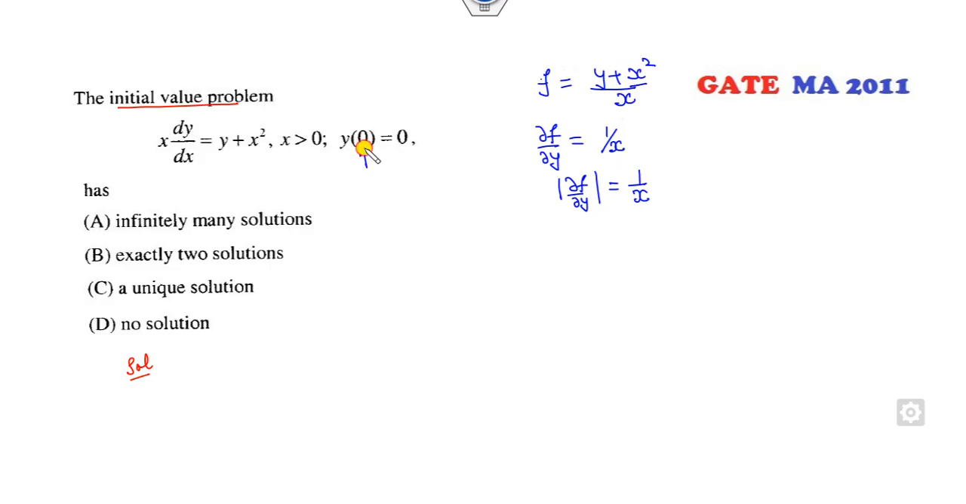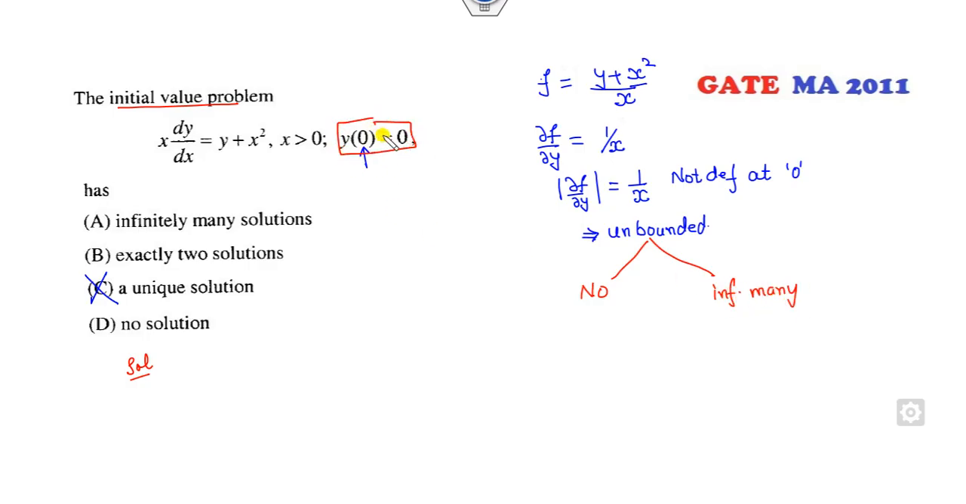Now clearly this is not defined at the initial point x naught. What does it mean? This means it is unbounded. So once it is unbounded, it can never be a unique solution. Now once it is unbounded, there are two options, either no solution or infinitely many solutions. But you can see one solution is already given to you. It means no solution will be cancelled. Only infinitely many solutions will be the right answer of this problem.